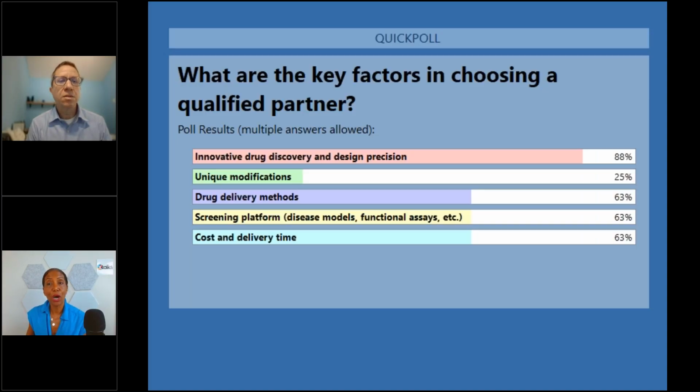Okay, Mark, in our audience, 88% said innovative drug discovery and design precision, then 25% said unique modifications, then 63% all the way through to drug delivery methods, screening platform, the disease model functional assays, and then, of course, cost and delivery. All had 63% of our audience choosing that.